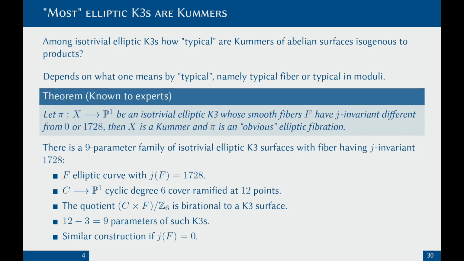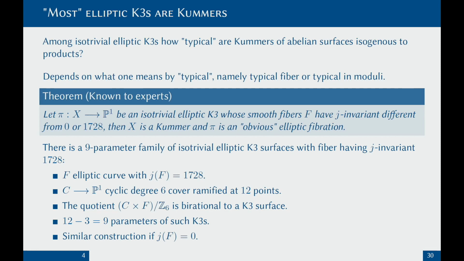And you can take a cyclic degree 6 cover of P1, ramified at 12 points. And then when you look at C cross F and you look at a diagonal Z6 quotient, this is going to turn out to be birational to a K3. This is basically a statement about what the eigenspace for zeta, where zeta is a root of unity, looks like. It turns out to be one-dimensional in this case. And so you're going to get something that's birational to a K3. And this is going to depend on 9 parameters because you're choosing 12 ramification points minus the automorphisms of P1. So in this way, you get a large family.